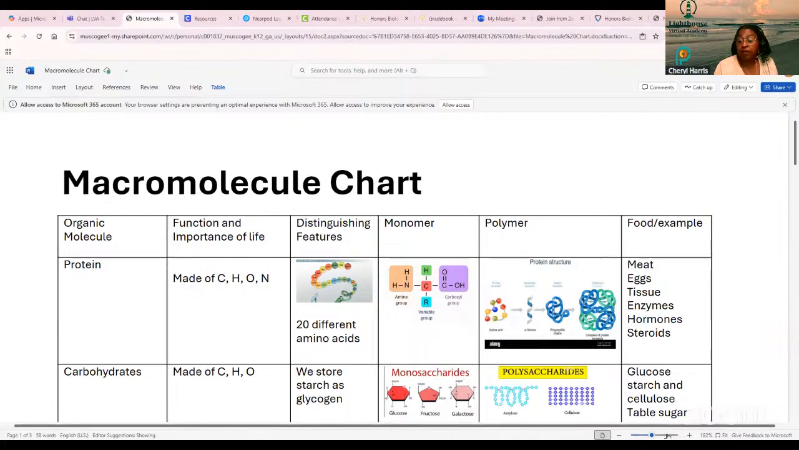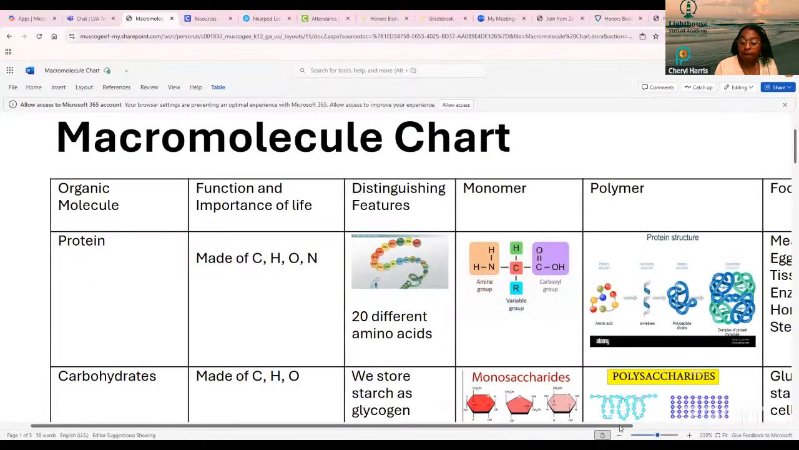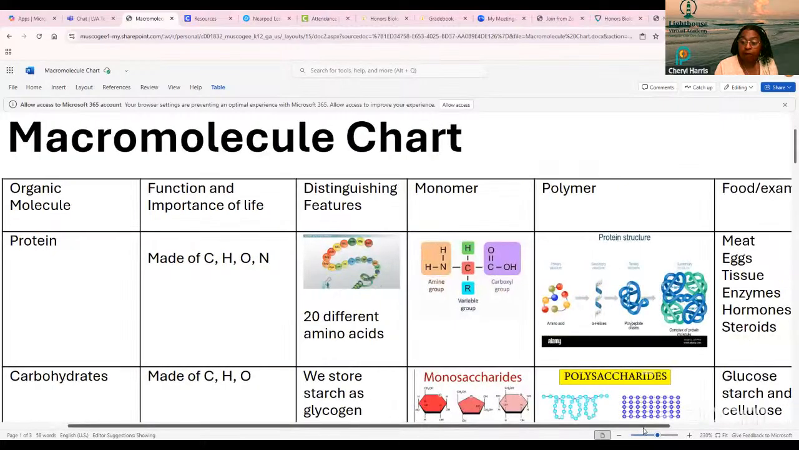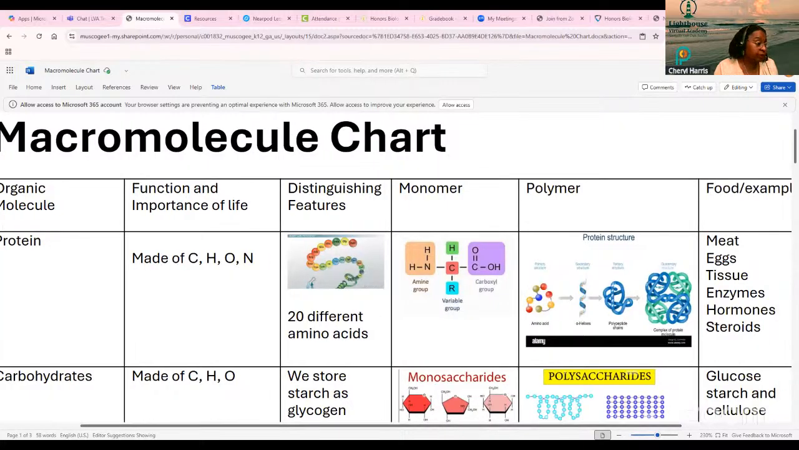In your last column, you should have meats, eggs, and tissues as examples, but so are enzymes, hormones, and steroids. Once you finish the Nearpod, make sure that you have everything. I'm going to leave this up for a minute and put it back up in a second. Like I said, you can have more. You should have a definite definition for what the function of a protein is. I didn't type that in, but you should have one.